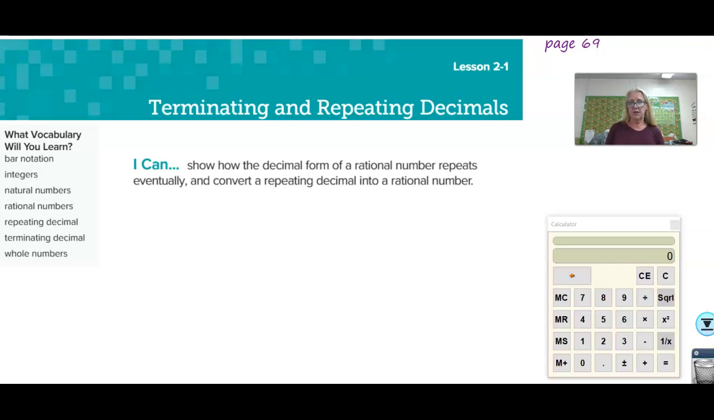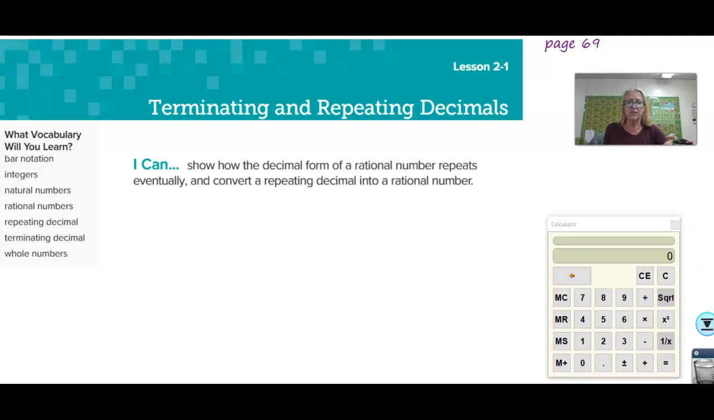There are some vocabulary words over there: bar notation, integers, natural numbers, rational numbers, repeating decimals, terminating decimals, and whole numbers. We're going to talk about number families, and I'm going to teach you how to change a fraction into a decimal. Normally when you're in school, and we all have our little TI-30s, we use the FD button to turn fractions into decimals and decimals into fractions. But for right now, I'm going to teach you the 1960s version of how to do that, just because I don't know what kind of equipment you have at home.